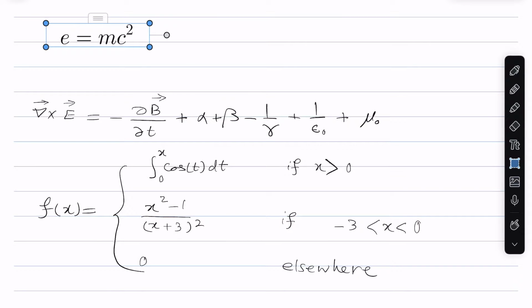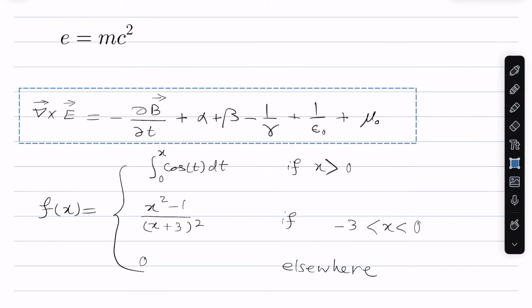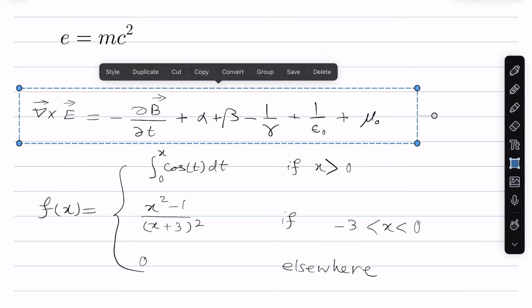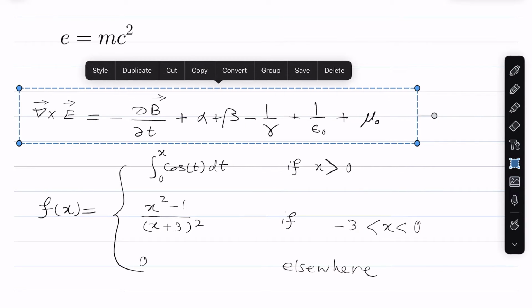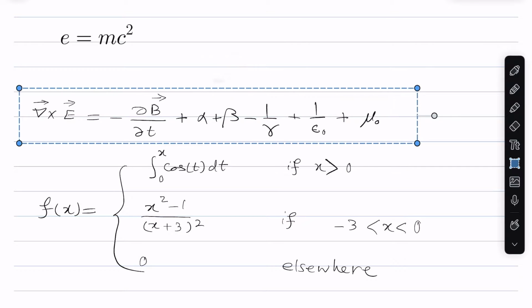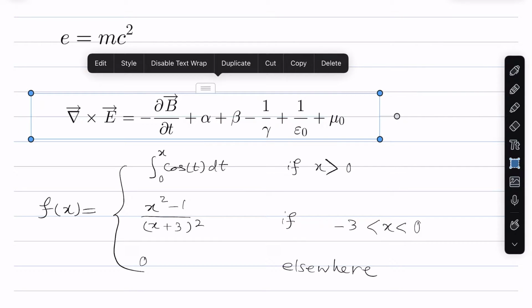Now let's say that you have something more complex. How well can it convert this one? Again, the scenario is the same. You select it and hit convert here, choose math. All right, it looks like it did a pretty good job.